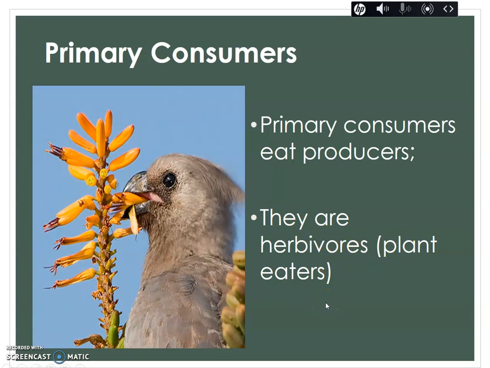Okay, so pause as you need to, fill out your notes. But these are the guys in the next trophic level, the next level that eat the plants.